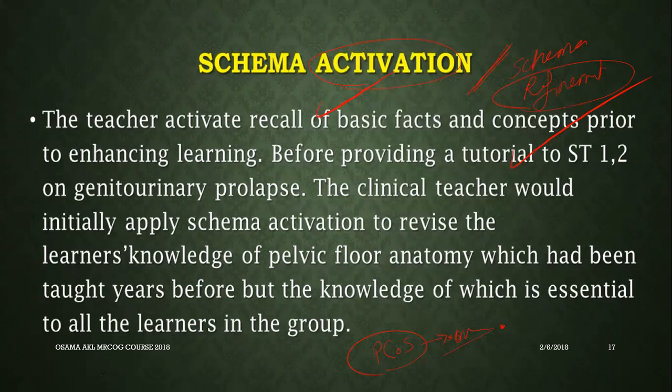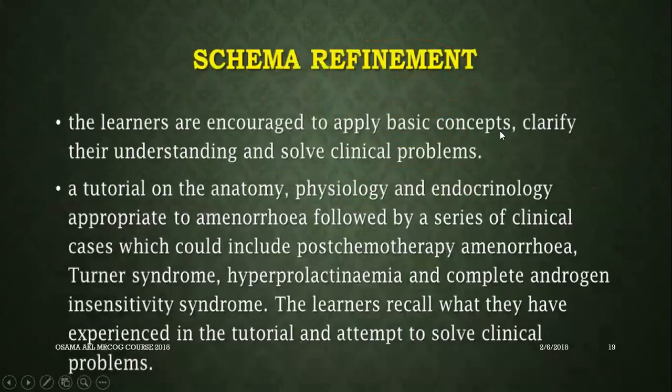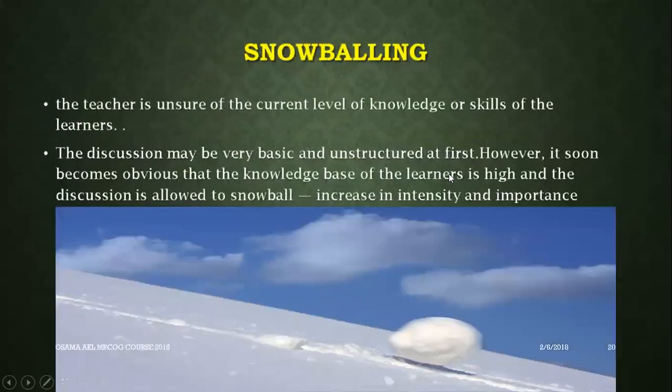Another example: I'm going to talk about genitourinary prolapse. I will start first to tell you what the pelvic floor is, what the levator ani muscle is, how it's supplied, what its function is, and what the physiological methods to prevent prolapse are. If you know this basic science before, this is schema activation. If you don't, this is schema refinement. So this is the difference between schema activation and refinement.